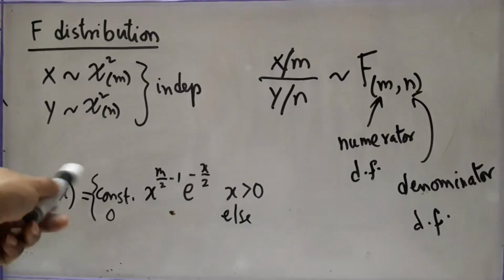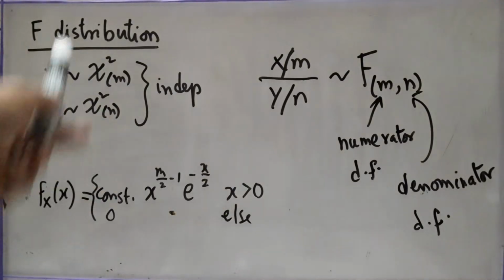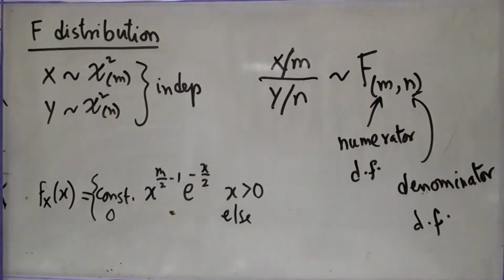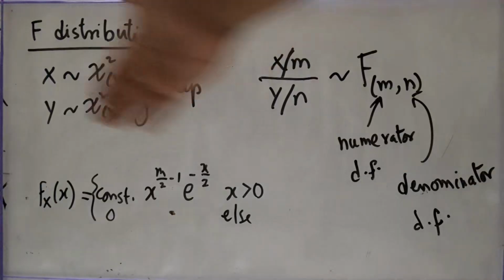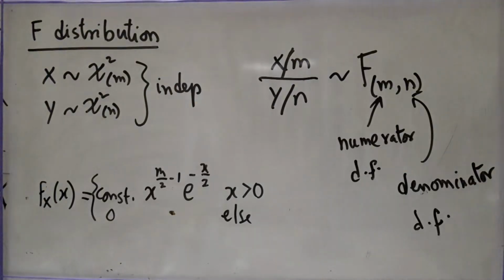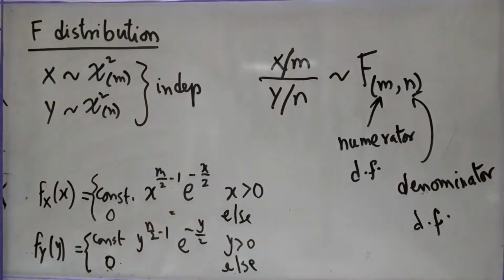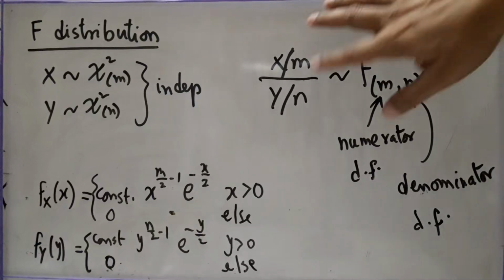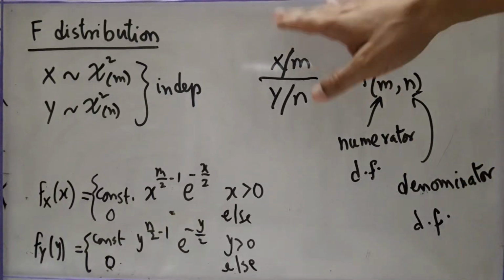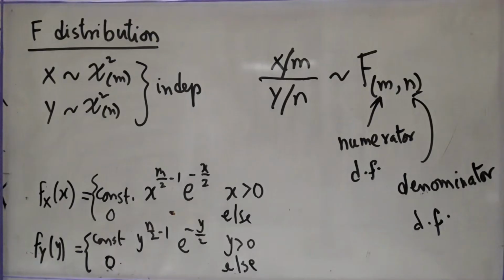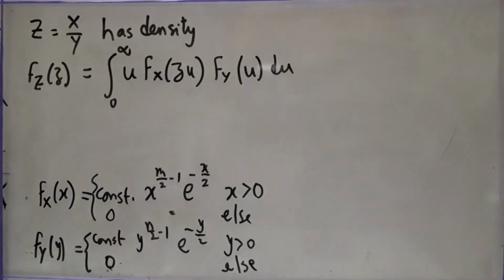The density of X you can easily write down because chi-square m is nothing but gamma with parameter m/2. So you have this density. Similarly, Y has this particular density. Now we are going to find out the density of, we'll forget about the degrees of freedom for the time being, just X upon Y. And we shall of course employ our quotient formula that we had derived earlier when talking about the Jacobian.